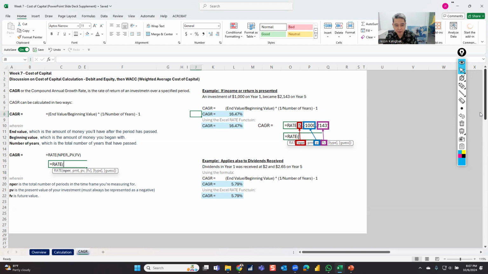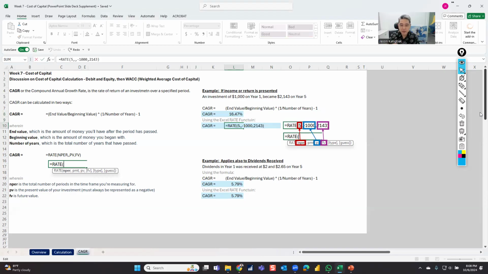Basically, we're just understanding the rate. I'll do it this way. Future value or the end value will be 2,143 divided by the beginning value, which is 1,000, to the power of 1 over 5, the number of years that has lapsed, close, minus 1. 16.47.